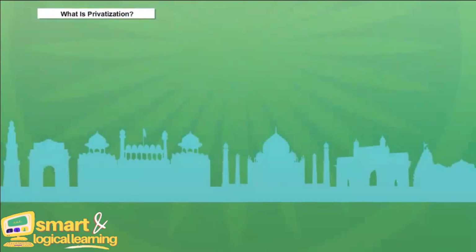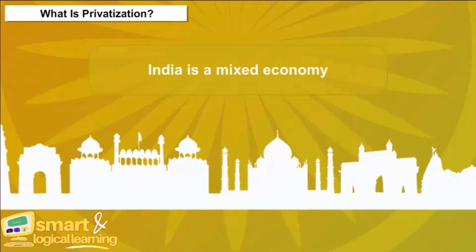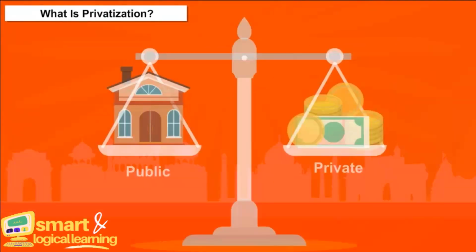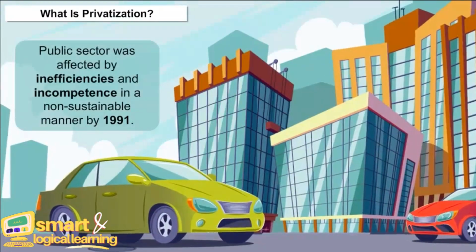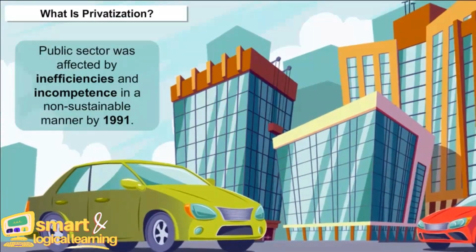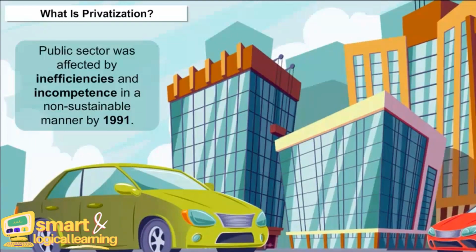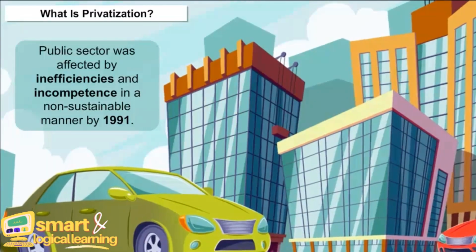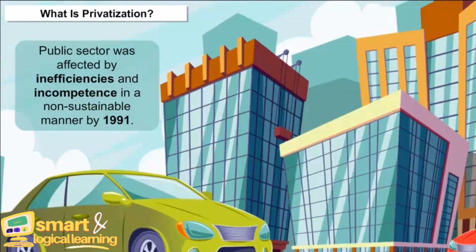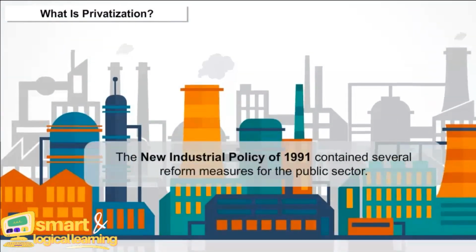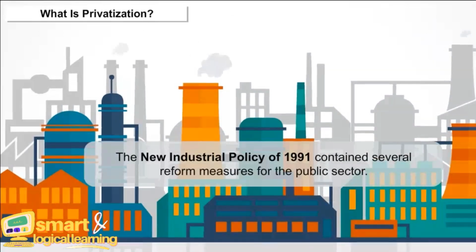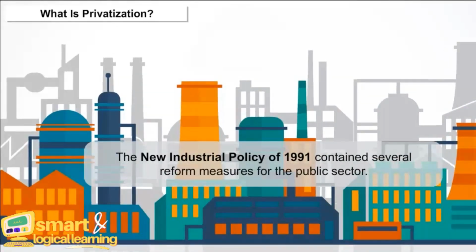Privatisation. What is privatisation? India is a mixed economy with both the private sector and the public sector performing various activities in accordance with regulations. But the public sector was affected by inefficiencies and incompetence in a non-sustainable manner by 1991. The new industrial policy of 1991 contained several reform measures for the public sector.